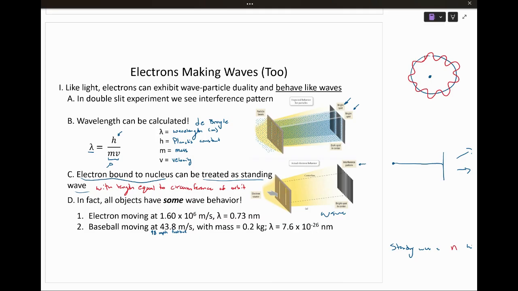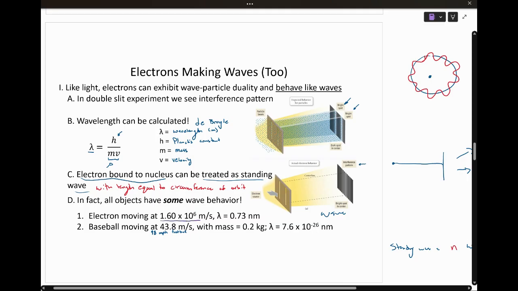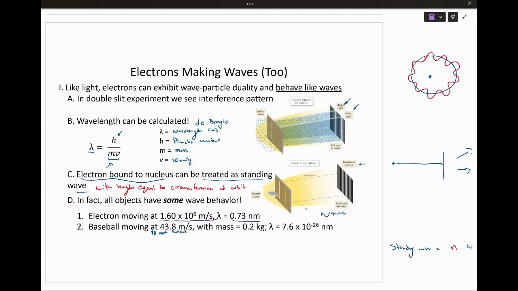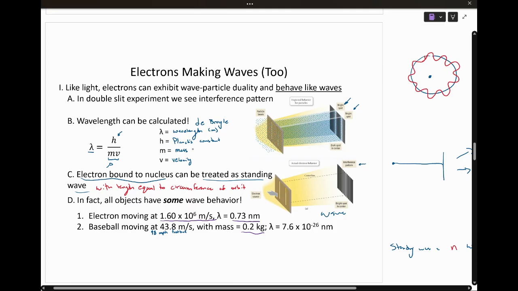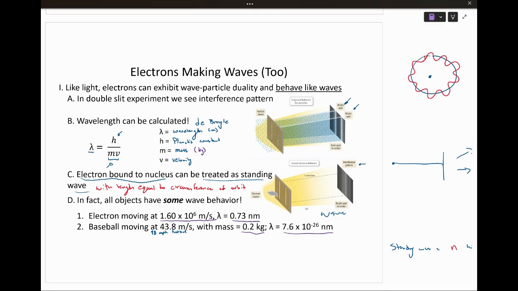And so for the electron, moving at 1.6 times 10 to the 6th meters per second, that has a wavelength of 0.73 nanometers. For a baseball, moving at 43.8 meters per second, or a 98 mile per hour fastball, which has a mass of 0.2 kilograms, and we will give this mass in kilograms, that has a wavelength of 7.6 times 10 to the negative 26 nanometers. And so I think it's pretty easy for us to see that that wavelength is so small, it's basically impossible to detect. It's oscillating with this tiny, tiny wavelength, but it's not noticeable at all. Okay?